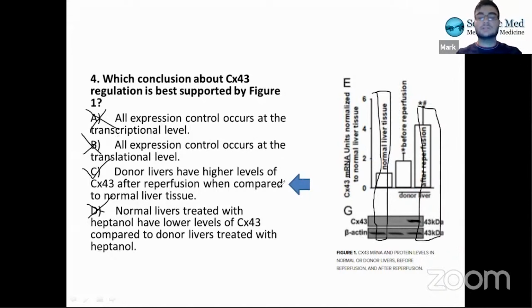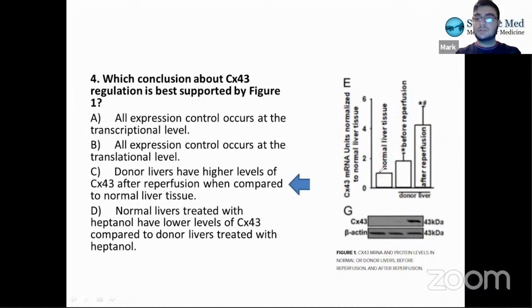And again, expression occurs at the translational versus transcriptional level. It can't be at the translational level only because you can see there's a difference in mRNA. It can't be at the transcriptional level only because even though you have differences in mRNA between this and this, these two bands show no difference. So because of that, there must also be some translational control as well. Otherwise, these would be slightly different. These two bands. Okay, hopefully that makes sense.